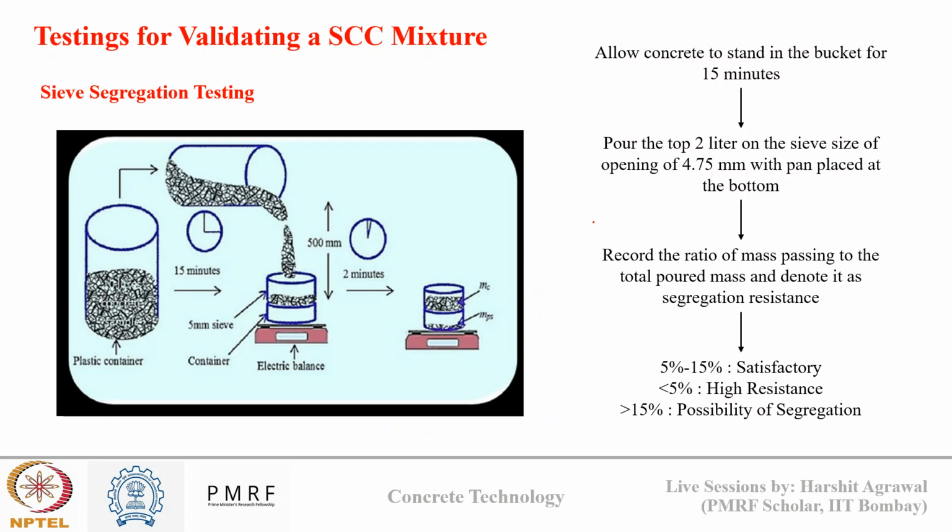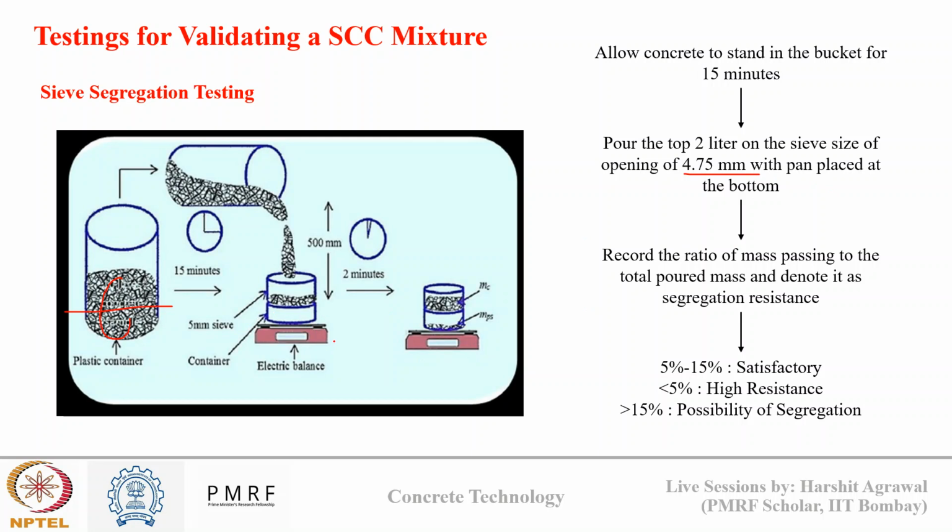Then, apart from these conventional tests, there is one more test known as the sieve segregation test, which is used to check the segregation or bleeding in a self-compacting concrete. You can see how this test is performed from both the figure and the flow chart. Initially we fill the concrete in a bucket and allow it to settle for 15 minutes. Then the top 2 liters of this concrete is poured on a sieve of opening 4.75 mm, and we place the pan at the bottom.